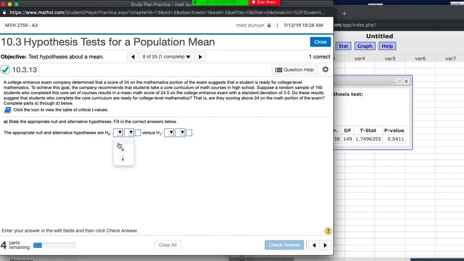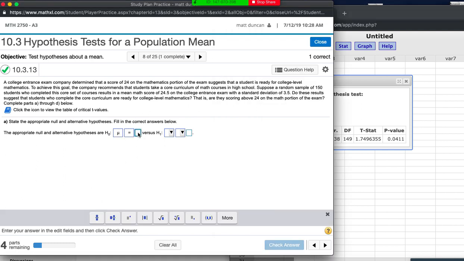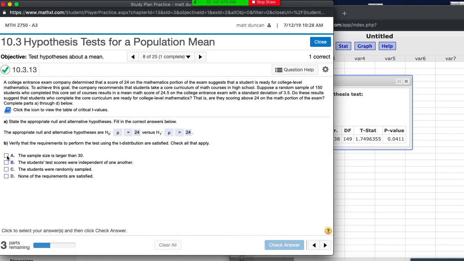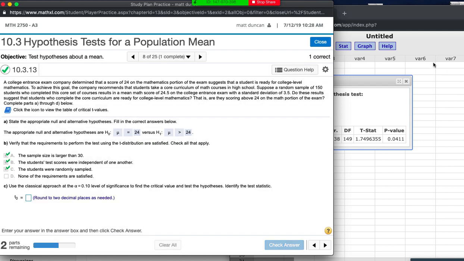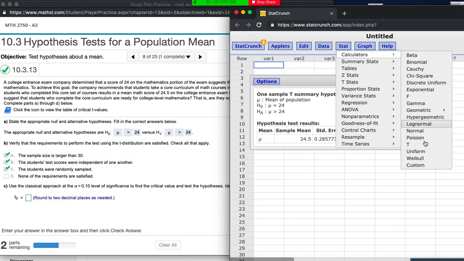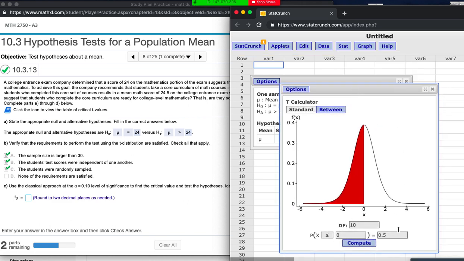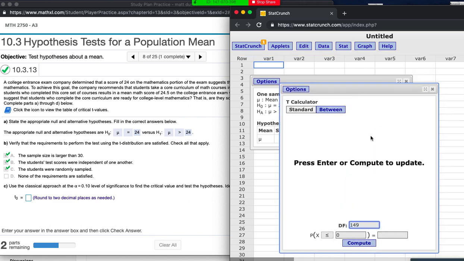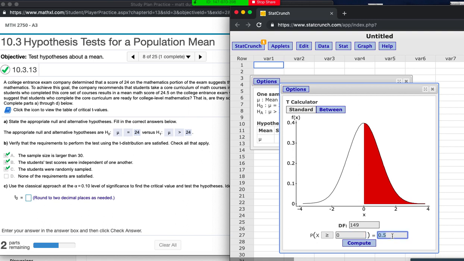So null equals 24, alternative greater than 24. These are going to check. This I'm going to have to look up. So the degrees of freedom here are 149 because there were 150 people. And we're asking about greater than, we need 10%. So 1 point, what does it want? Two decimals, 1.29.